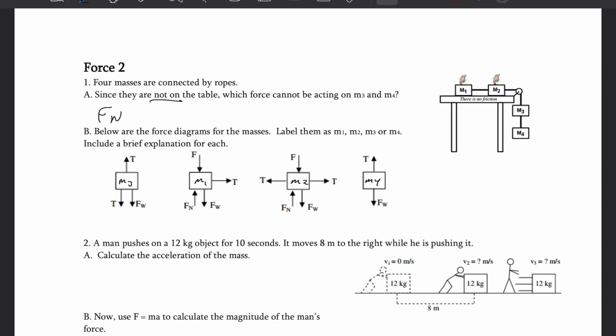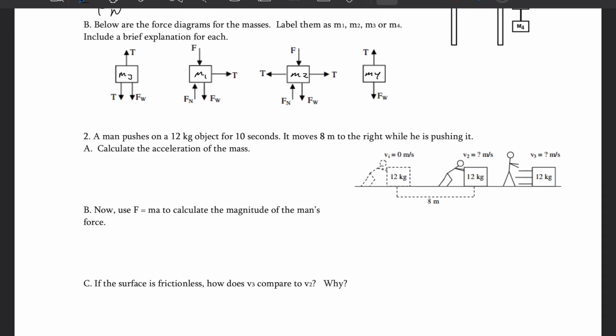A man pushes on a 12-kilogram object for 10 seconds. It moves 8 meters to the right. Calculate the acceleration. Sounds like kinematics, if I'm going to be honest. V0 is 0. Delta x is 8 meters. Time is 10 seconds. We're looking for the acceleration. Based on the information I'm given, I'm tempted to use delta x is equal to v0 t plus 1/2 a t squared.